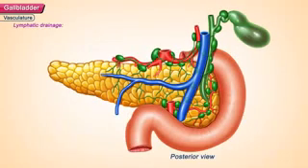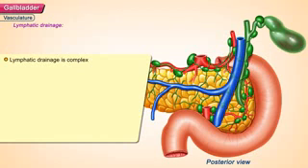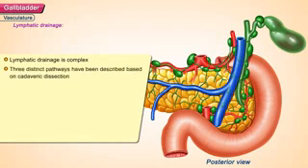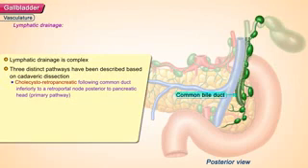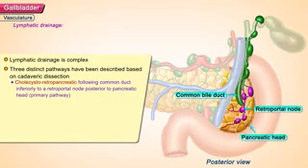Lymphatic drainage. Gallbladder lymphatic drainage is complex. Three distinct pathways have been described based on cadaveric dissection. Cholecysto-retropancreatic, following the common duct inferiorly to a retroportal node posterior to the pancreatic head, is the primary pathway.